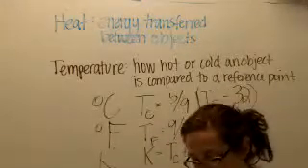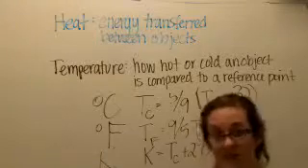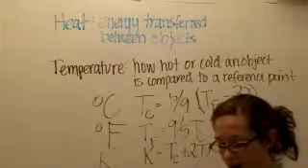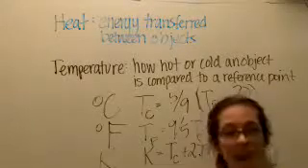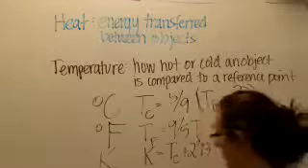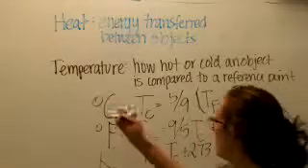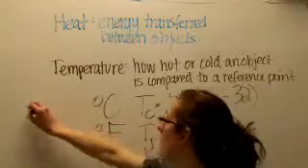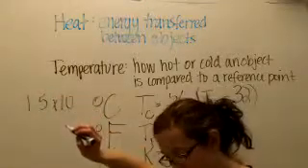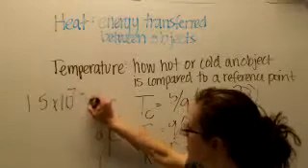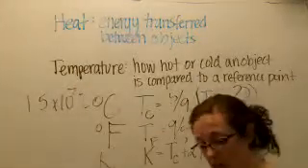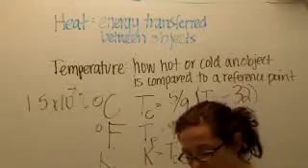This was kind of interesting. It's in your book on page 316. We do know that temperature does not appear to have an upper limit. We know that the sun has a temperature of 1.5 times 10 to the 7th degrees Celsius. That's pretty hot. We don't know of an upper boundary, but we do know that there is a lower limit.